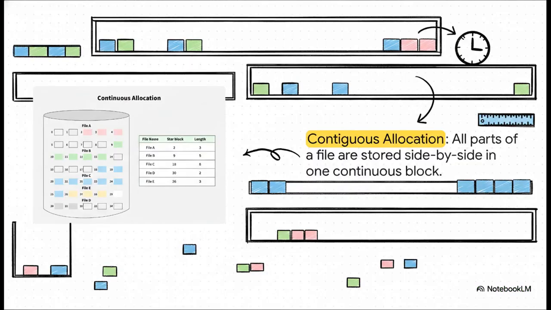Well, the first and most obvious method is called contiguous allocation. It's pretty simple. It just looks for one big, continuous, empty shelf to place the entire file with all its parts lined up neatly in a row. Now, this is super fast when you need to read the file back, but it's really rigid. And over time, it creates tons of little wasted gaps that are too small to be useful.